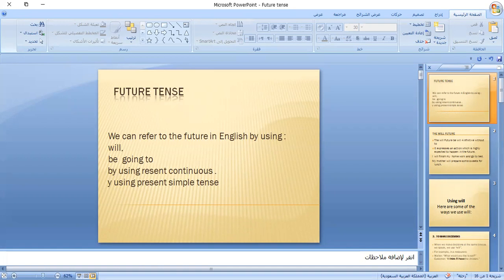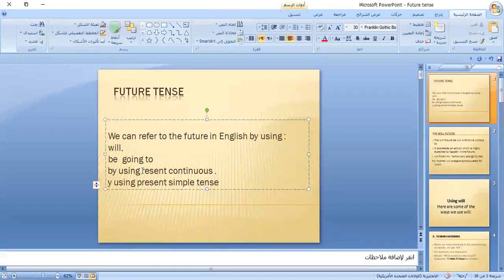Now, what is future tense? We can refer to the future in English by using will, or be going to, or by using present continuous, or using present simple tense. So we can express the future in 4 ways, the future tense in 4 ways.